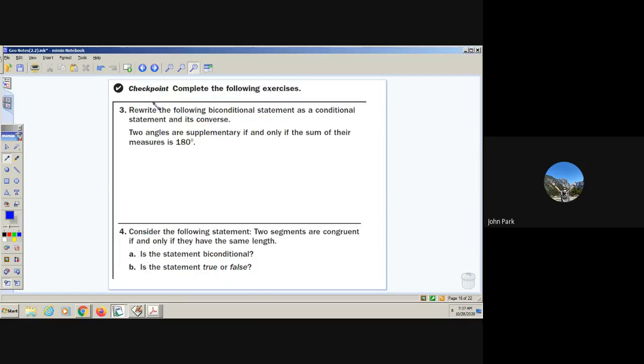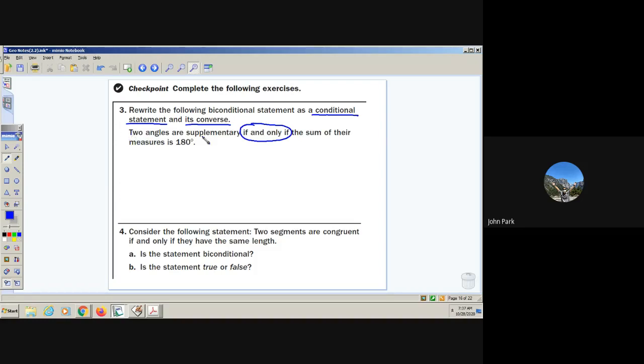Okay. Here are a couple more examples that we can take a look at. We want to rewrite the following biconditional statement as two separate statements. The conditional statement is the original statement that we've been talking about, and then its converse. This one has the magic phrase if and only if, so that's the biconditional statement.